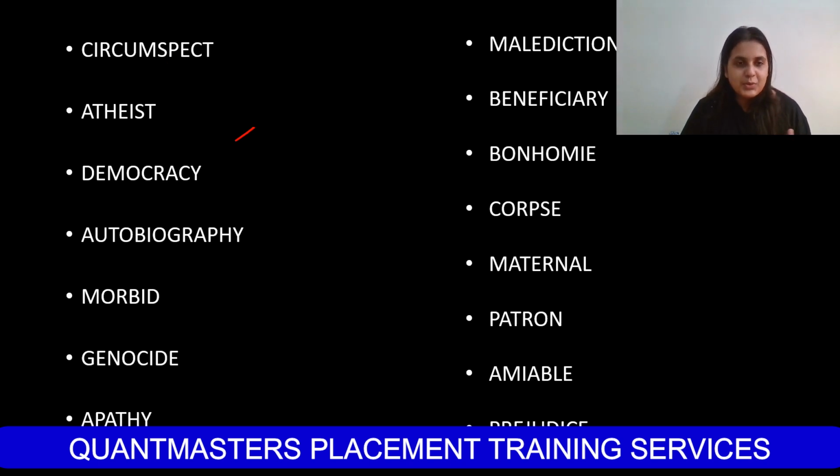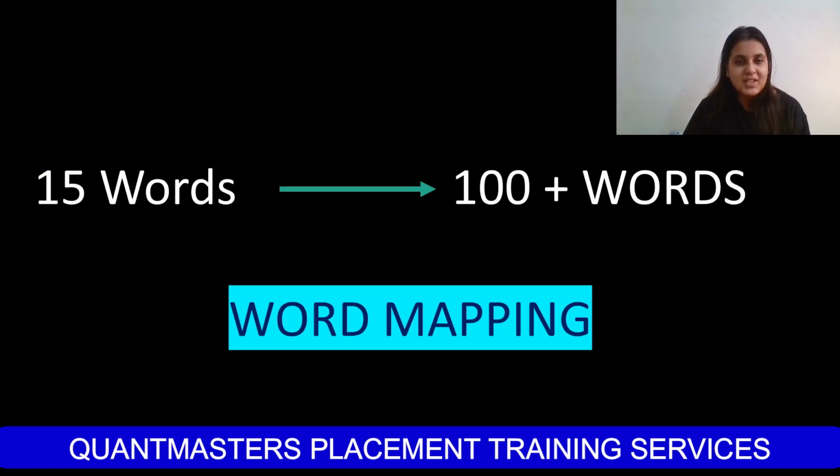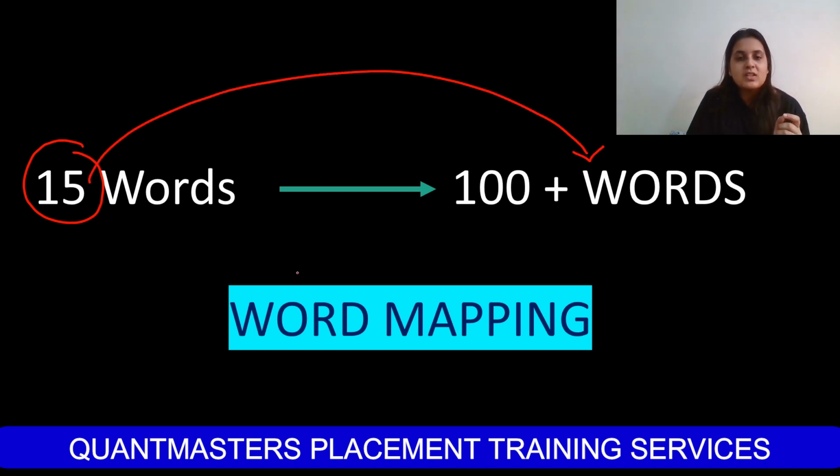So guys, I hope you understood what exactly root words are, what exactly your approach should be when it comes to vocabulary. We will continue with these exercises and we will have a look at the second set of words and the entire journey of root words in the upcoming videos. So do watch out for the space. But what I want you to remember is just by learning 15 words, you can learn 100 plus words through association, through root words, through the technique of word mapping.